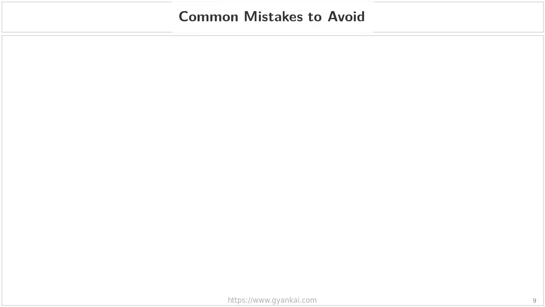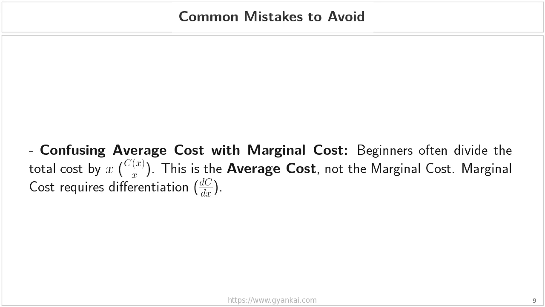Common mistakes to avoid. Now that we have walked through the practical example, let us conclude by discussing some common mistakes to avoid so that you can ensure full marks in your assessments. First, be very careful not to confuse average cost with marginal cost. A common error beginners make is simply dividing the total cost function, C of x, by x. Please remember that this calculation gives you the average cost, not the marginal cost.